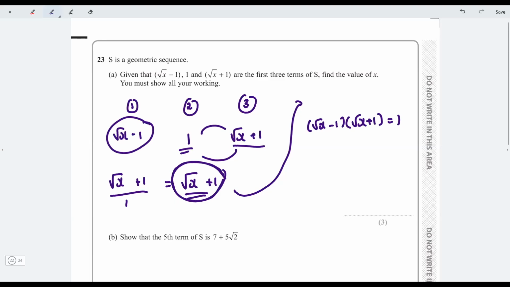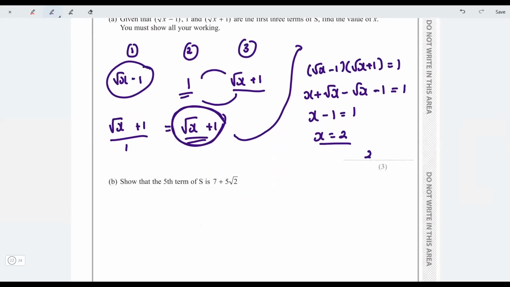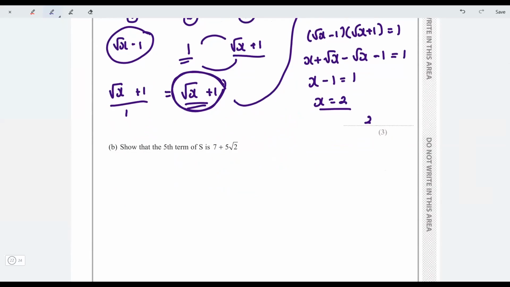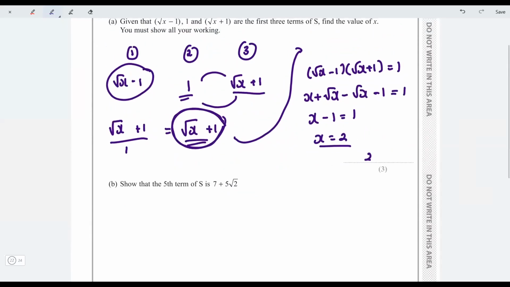Right, so let's expand the bracket. I should get x plus square root x, take away square root x, take away 1 equals 1. That becomes x take 1 equals 1. So x equals 2. I've now got the 5th term, and I need to show that the 5th term is that. Right, the 4th term.